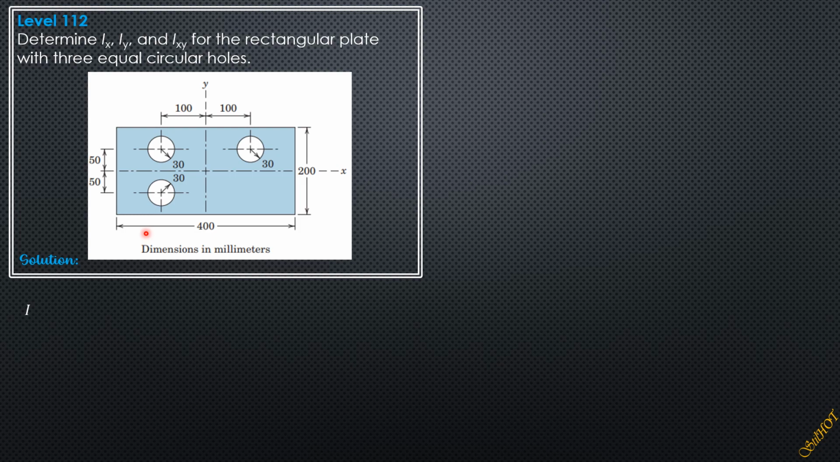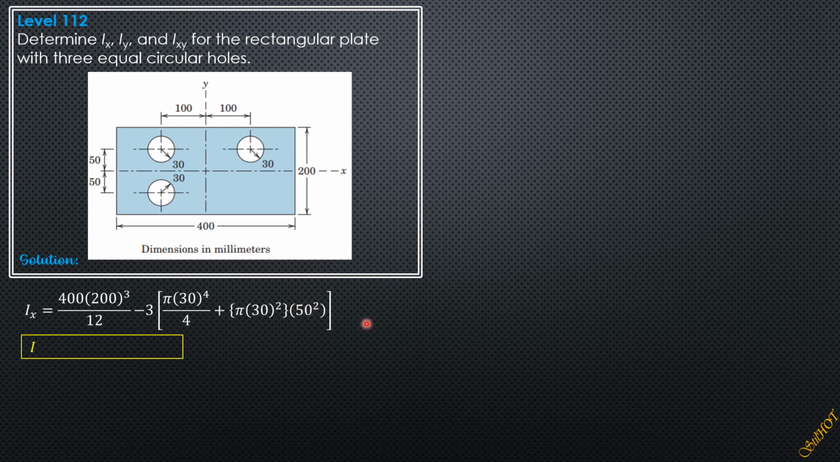Regardless of whether it is 50 negative or 50 positive, Ix equals 400 times 200 cubed over 12 minus 3 times the quantity pi times 30 to the fourth over 4 for the circle with respect to the centroidal axis, plus the area pi times 30 squared times the distance 50 squared. 50 or negative 50 quantity squared, that's the same. So Ix is equal to 243.6 times 10 to the 6 millimeters to the fourth.